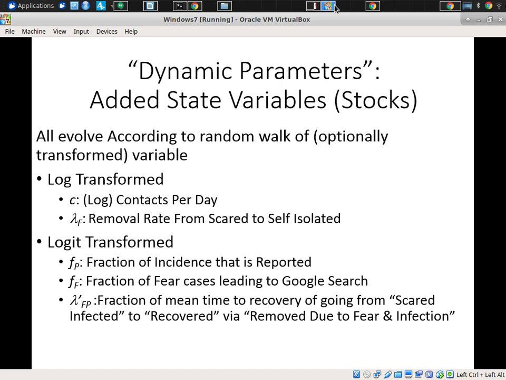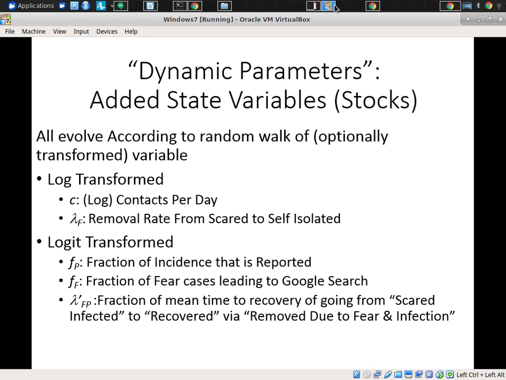If it goes to 0, it can't go any lower, and it can never get below 0 in the first place. It's kind of a pain. So we log transformed it, which turns C from something from 0 to infinity into log of C being from minus infinity to plus infinity. The closer C becomes to 0, the more negative the log will be.